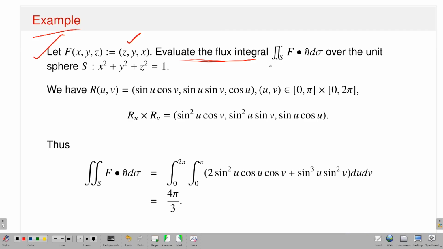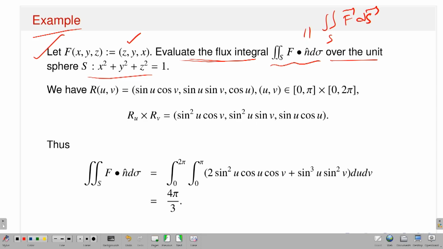Evaluate the flux integral, that is, this integral over the unit sphere S: x squared plus y squared plus z squared equals 1. That means it's a unit sphere, right? And what is this integral? This is nothing but the vector surface integral over S of my vector field, which I denote like this. Sometimes I will say calculate the vector surface integral, or sometimes I will say calculate the flux integral. So what do you do?